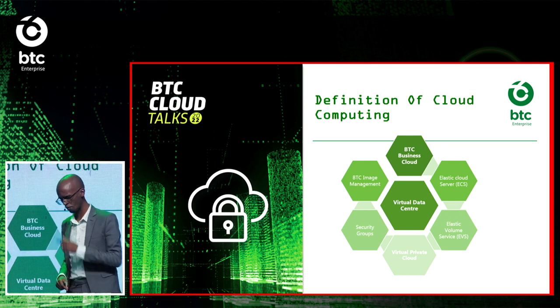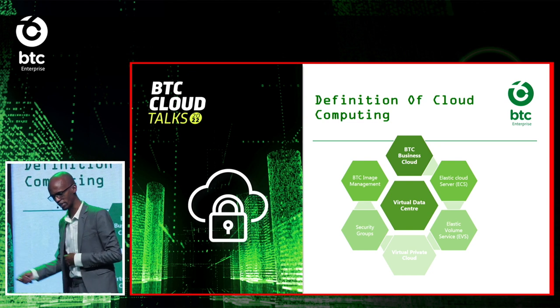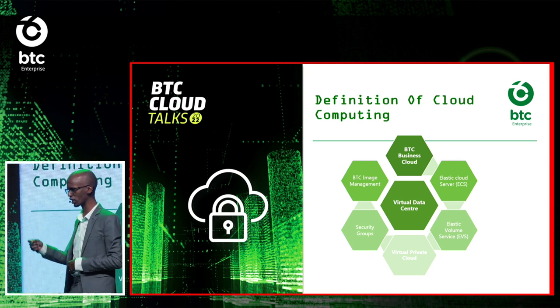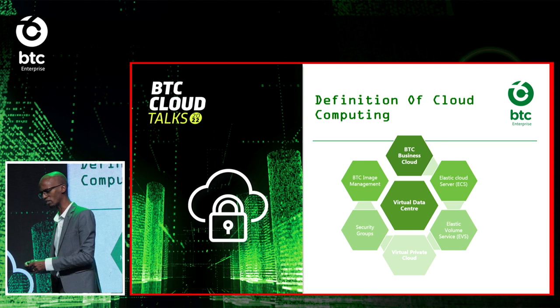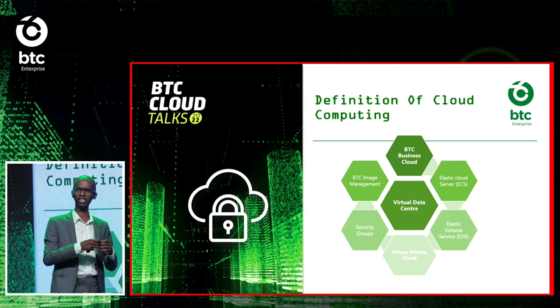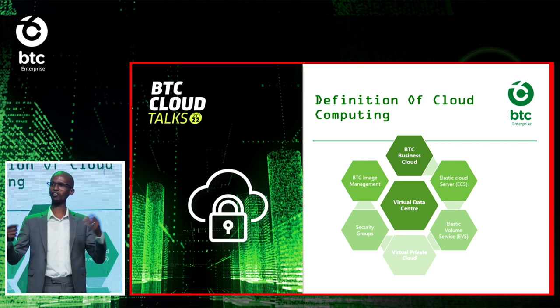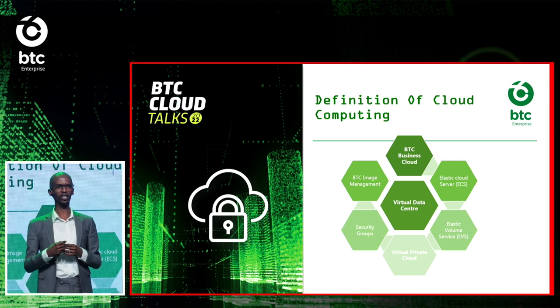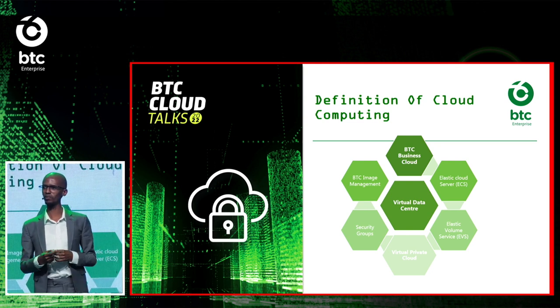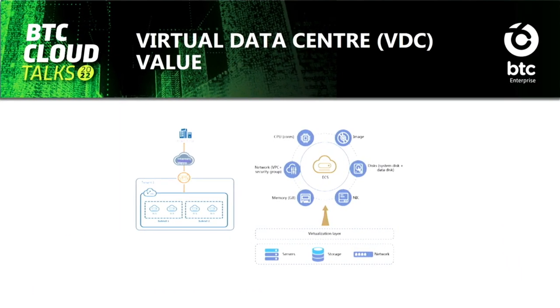We all know every now and then business will come, we need to do a test on production. We need something that looks like production, and most of the time you'll find that infrastructure teams struggle to bring about a like-for-like image that looks like production. So image management allows you to do that. And then this is basically the overview of how the VDC offering looks.